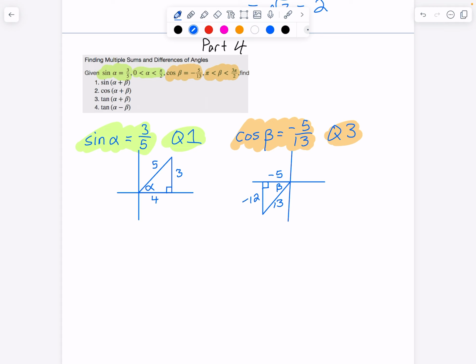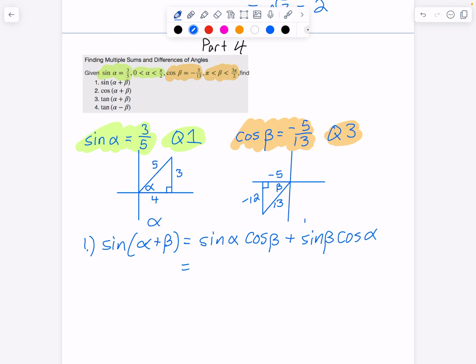So now I'm going to use these triangles to answer all 4 questions. So the first one was sine of alpha plus beta. So if I'm using my formula, that's sine of alpha, cosine of beta. Sine uses the same sign. And then I get sine of beta, cosine of alpha. It's just each one. So I use the triangle now. My alpha triangle is over here, beta's here. You can see them in the triangles.